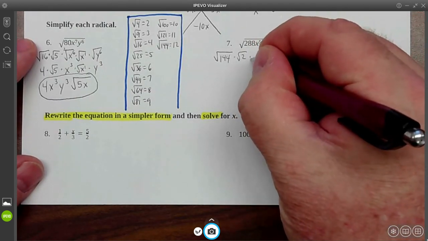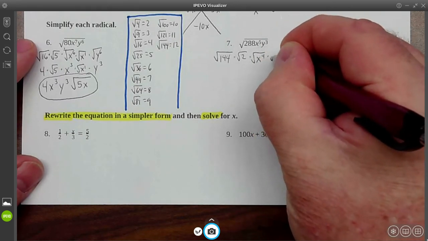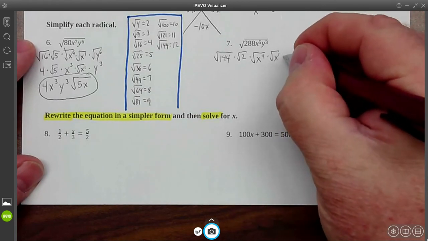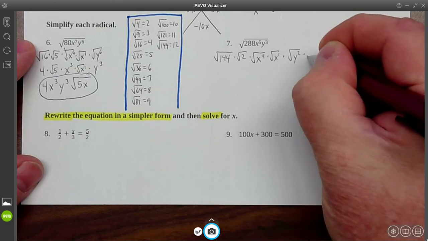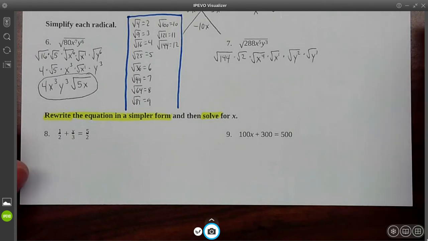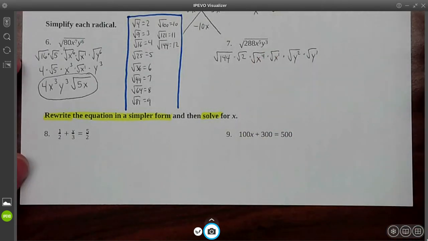Then we have x to the fifth, and we have to write that as x to the fourth times x to the first, because we need to have even numbers to reduce. Then we have y to the third. Well, we're going to write that as y to the second times y to the first. So we're just rewriting it as an equivalent expression. At this point, Math Amigos, we are going to simplify anything that we can simplify.